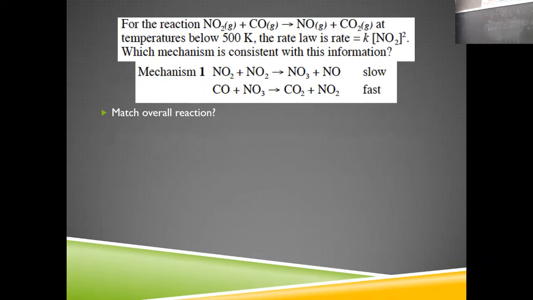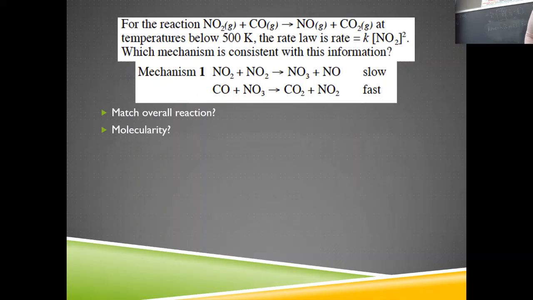Now I notice that there's only 1 NO2 at the top over here, and I have 2. So that might make me think, that's not going to work. But one of my products is also NO2. So that's going to cancel out. Okay, so what about the other things? Does it match? Yeah, so I've got an NO3 here that doesn't appear in the overall, but it's also on the other side. So those would cancel. So what do I call NO3? What kind of chemical is that? Intermediate. Okay, so it matches. That's our first thing.